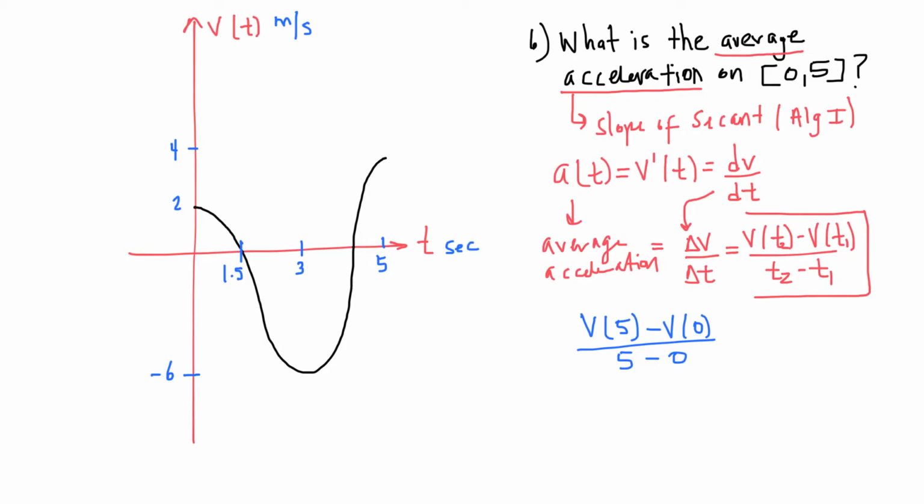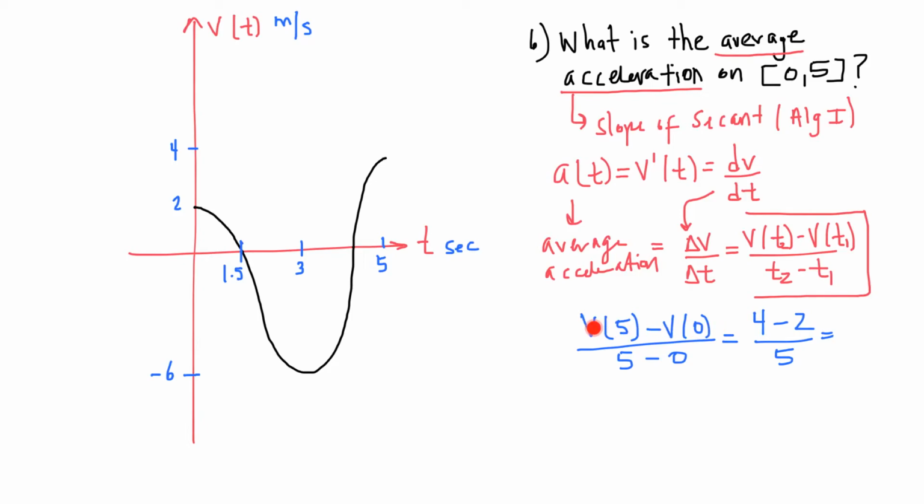And then you could plug in the values. V of 5, looking at the graph, the velocity when time is 5 is 4, minus the velocity when time is 0 is 2, and then 5 minus 0 is 5. So this is 2/5, the average acceleration. And you can box it in. Oh, except, we have units. The velocity is given in meters per second and the time is given in seconds. This is average acceleration, so keep track of the units.